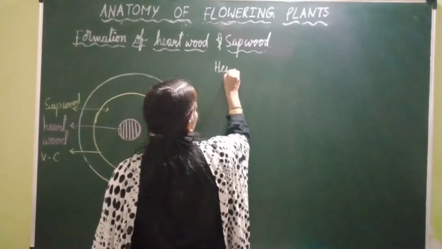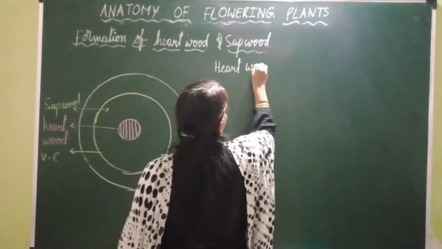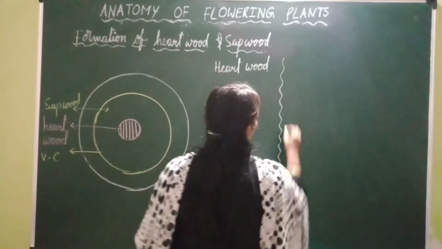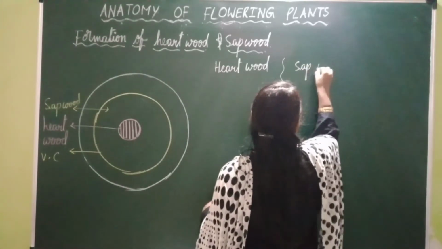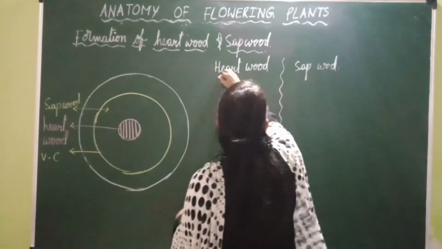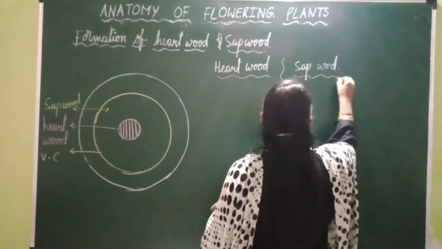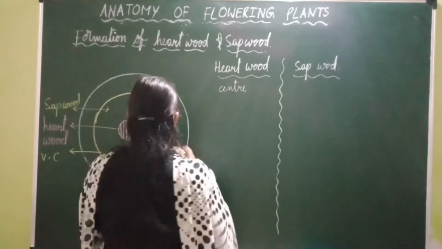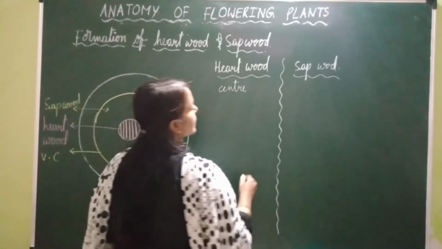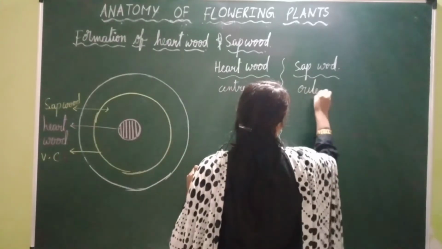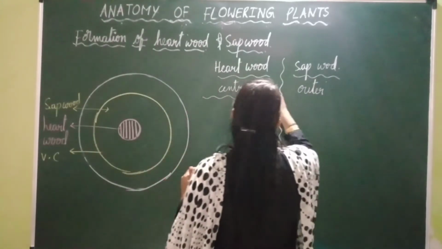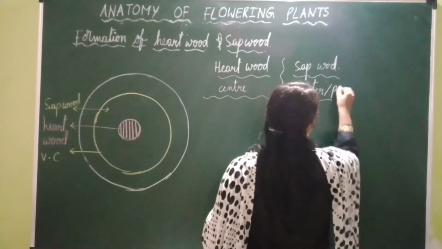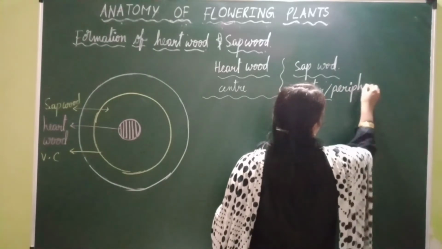So heartwood is the wood which is present at the center, that is called heartwood, and the wood which is present towards the periphery or outer side is called sapwood. So it is present towards the outer side or towards the peripheral side, that is called sapwood. Periphery, right? Okay.